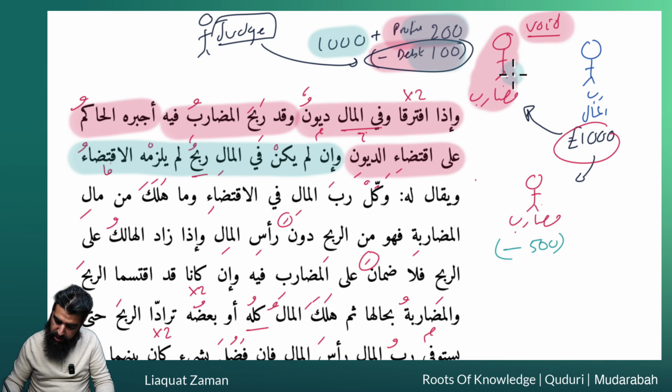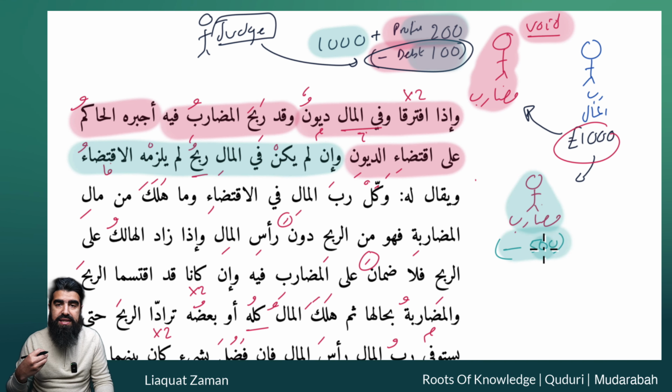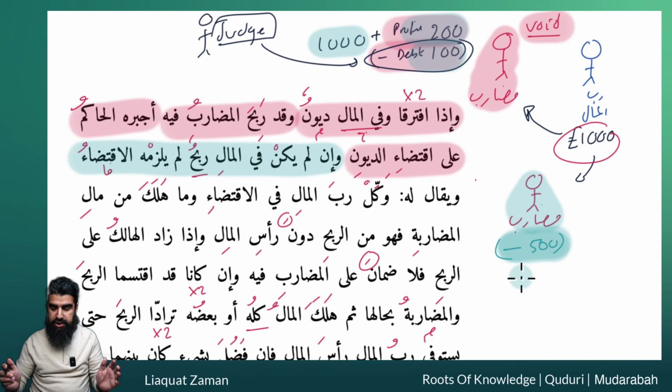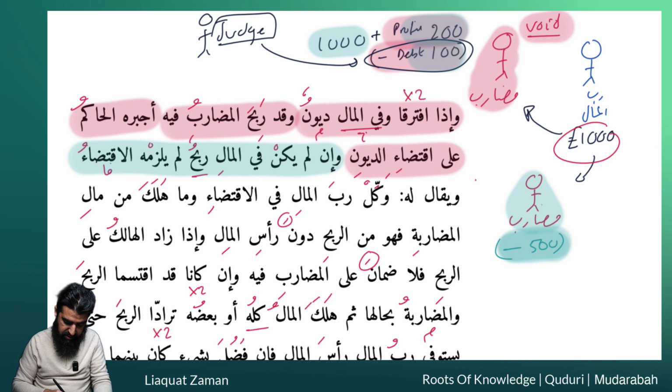The mudarib will not have to pay this, because remember, he is basically like an employee. He's like a worker. He doesn't really have any cash. So in lam yakun fil mali ribh, there's no profit, and there is a debt. Lam yalzam hu al iqtida. The mudarib does not have to pay back. Iqtida, yaqtadi, to pay back. However, because he was the one that incurred the debt, now he's out of the picture. The debt has to be given to the creditors.